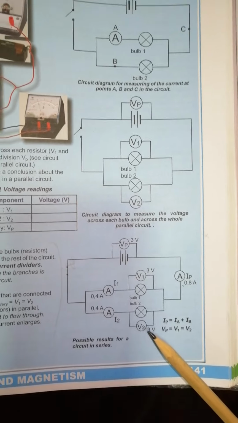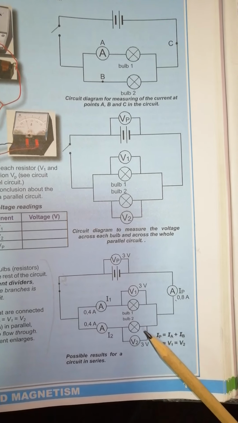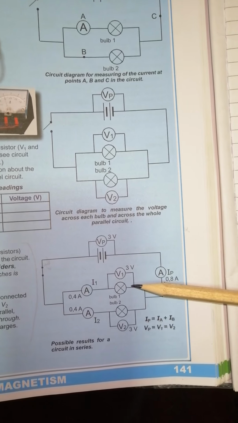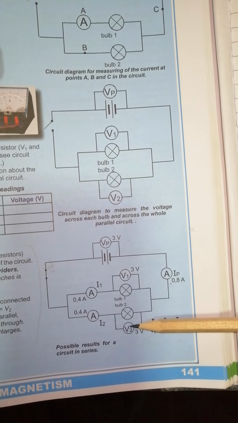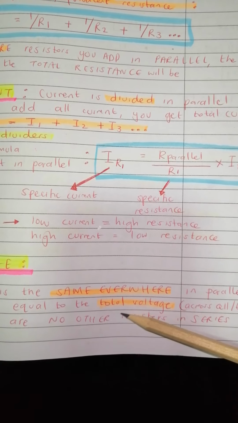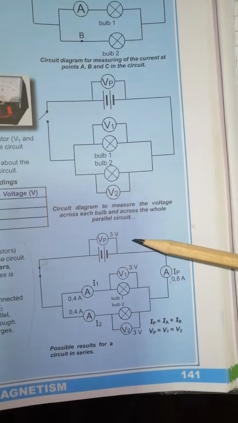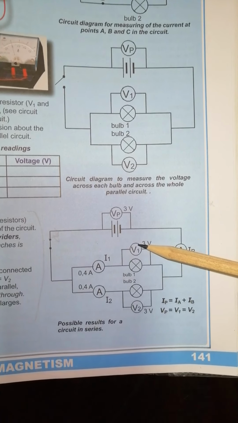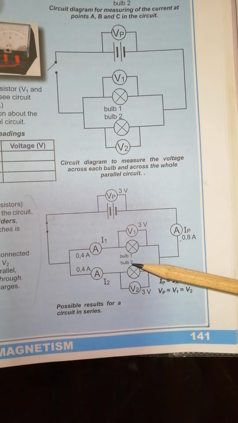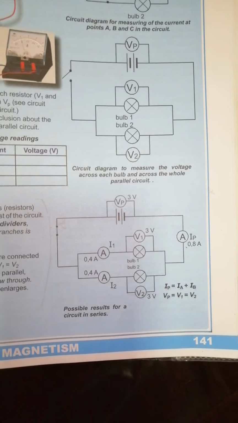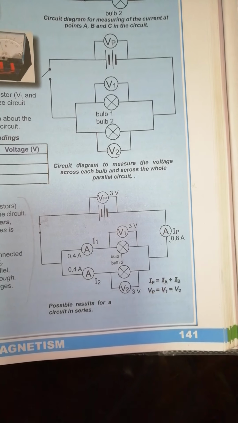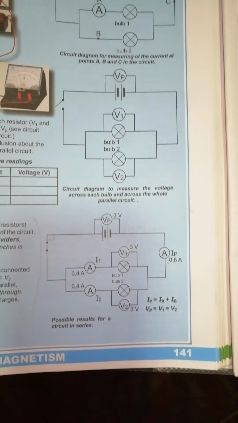Okay. Now, since it's a parallel circuit, we know that voltage is the same everywhere if there's nothing else in series. So since there's nothing else in series besides these two light bulbs which are in parallel, it means the voltage must be the same everywhere, which is the total voltage. So since the total voltage is 3 volts, it means V1 is going to have that same voltage, which is also 3 volts, and V2 is going to have the same voltage, which is also 3 volts. So can you see that in a parallel circuit, voltage is the same everywhere? Right, and now let's look at current.